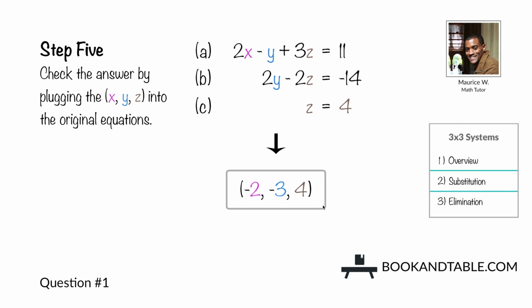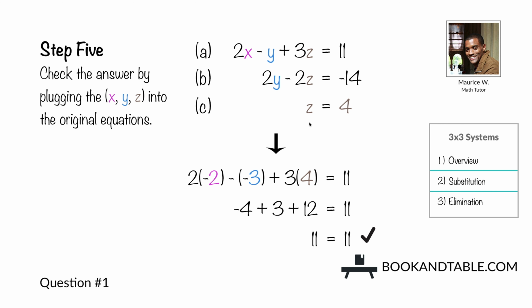And to check the answer, we want to plug the x, y, z, negative 2, negative 3, and positive 4 into the original equations to make sure we get 3 true statements. When we plug them into equation A, we get 2 times negative 2, which would be negative 4, minus negative 3, which would be plus 3, plus 3 times 4, which would be positive 12. Negative 4 plus 3 would be equal to negative 1, and negative 1 plus 12 is equal to positive 11.